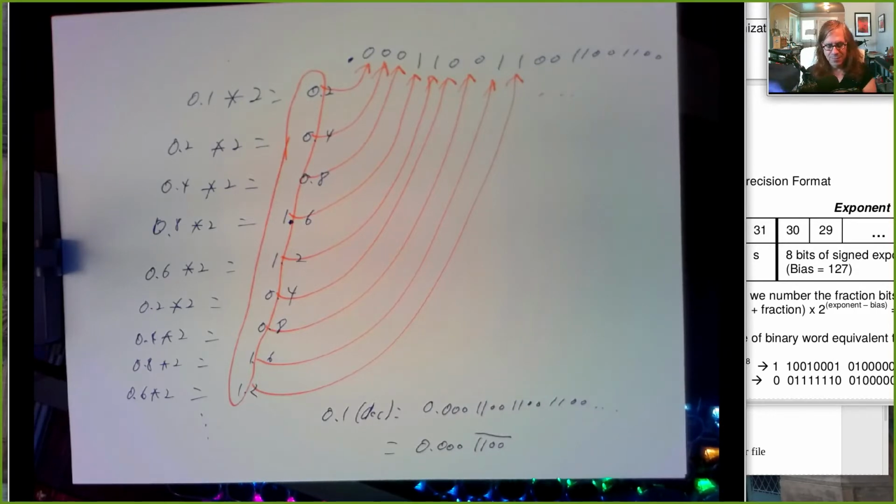Oh, I have a quick question. Sure. So how do you know when to stop multiplying by 2 when your result is like 0 or 1 or something like that?